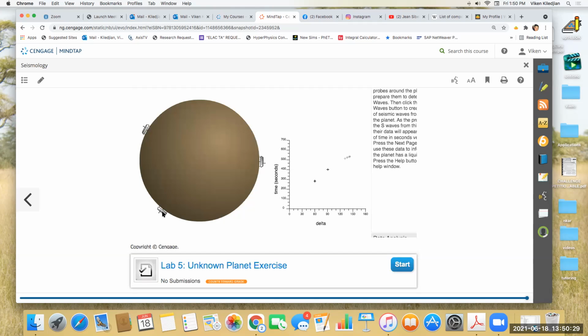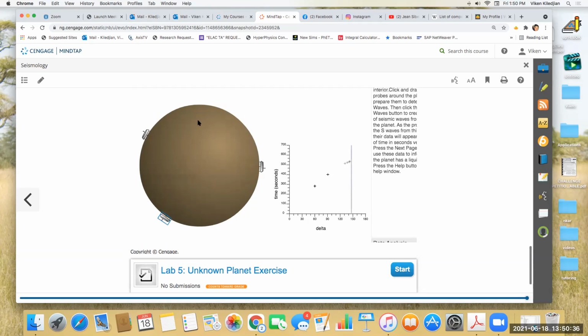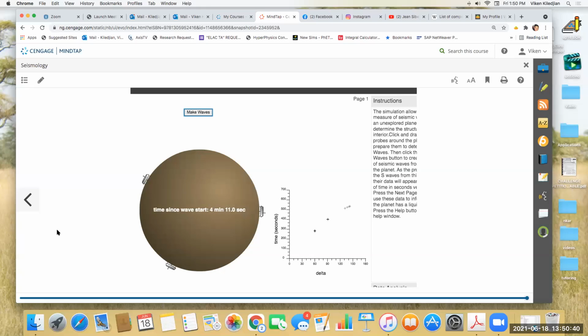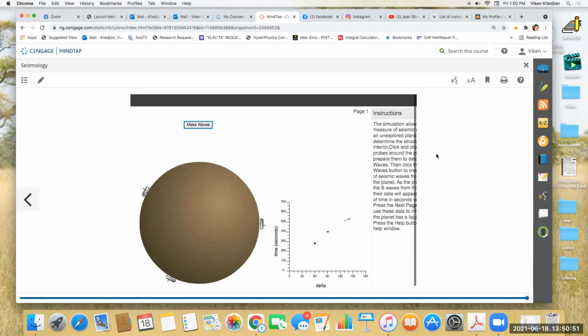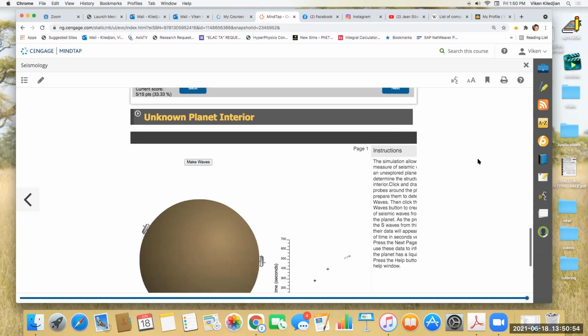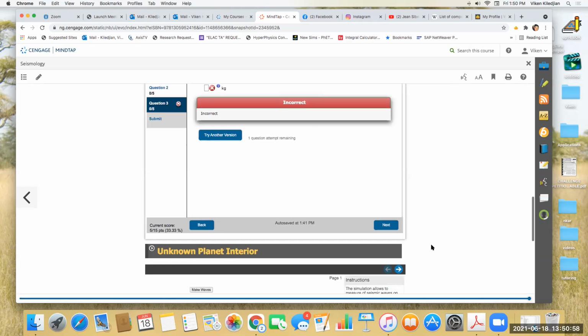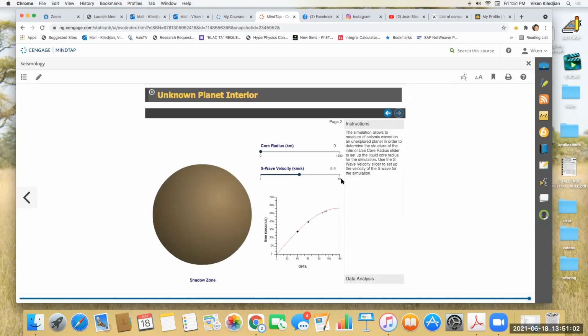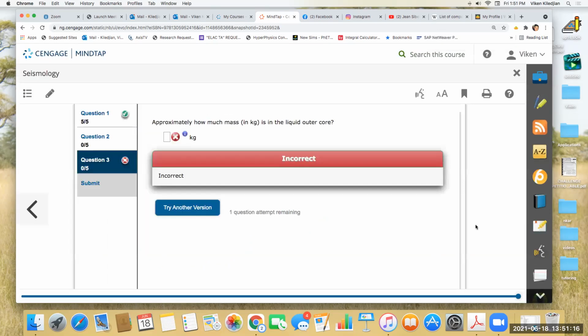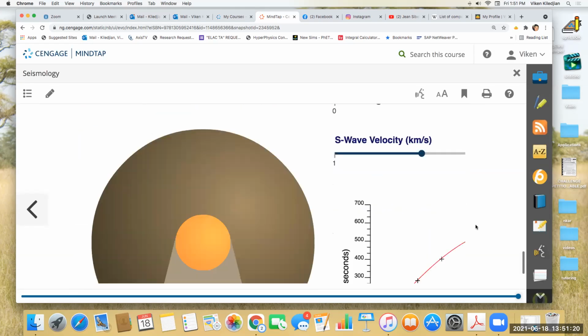Okay, maybe one more. Okay, I think that was the very last edge that got it. So then I'm going to zoom out. Okay, with the velocity of 5.4, let me see, I'm still filling in all the data. Now let's go to core radius. So now I'm going to zoom in. Oh, zoom out a bit.